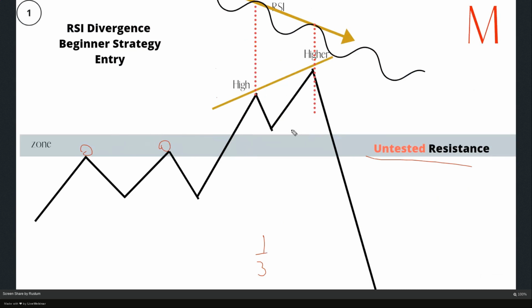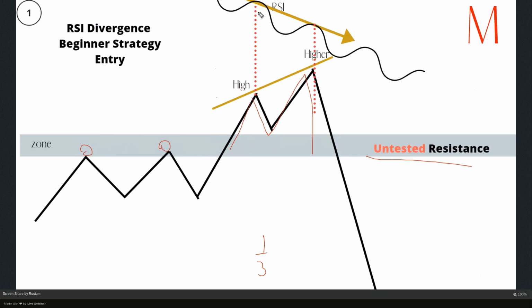So all of the entries that I'm going to show you now, we are going to assume that they are all in zones. However you identify the zone. So we have the first one. This one forms part of the beginner strategy, the RSI divergence. Now, if you notice here, it looks like an M. There's my M pattern.